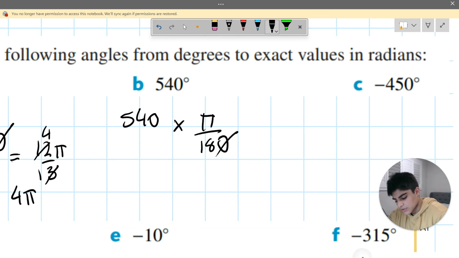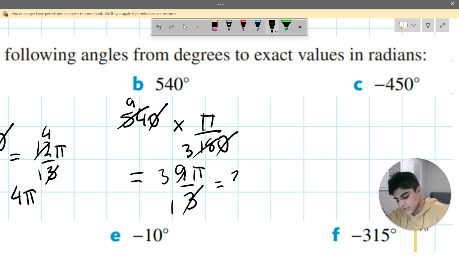Let's cancel the zeros. The common factor is 6, 3, 9. This equals 9 pi on 3. Let's divide once again. 1, 3. This equals 3 pi.